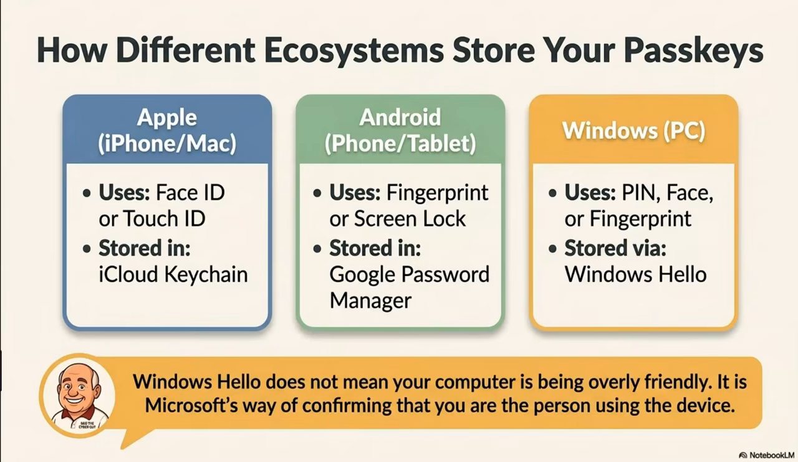How different ecosystems store your passkeys. Apple, iPhone, or Mac uses Face ID or Touch ID, and it's stored in iCloud Keychain. Android, your phone and tablet, uses fingerprint or screen lock. It's stored in Google Password Manager. Windows PC uses PIN, face, or fingerprint, and it's stored via Windows Hello.